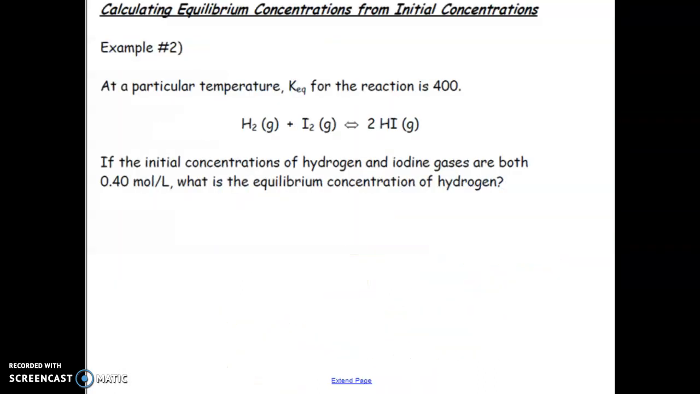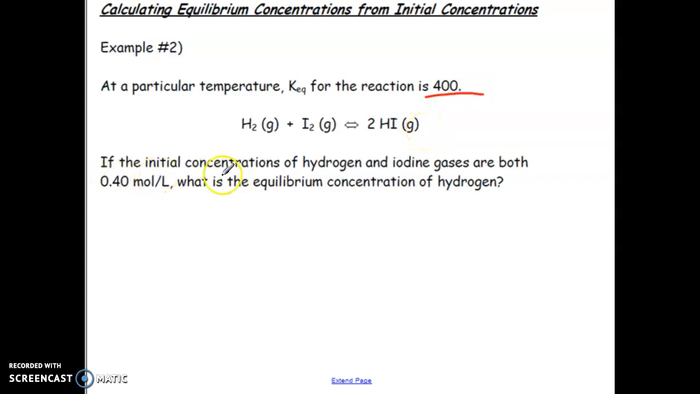Okay, so let's look at another example. This is where we're going to be dealing with our ICE table examples with K and quantitative calculations. So let's look to see what we're dealing with. At a particular temperature, we have the K for a reaction, and the K is 400. And we're dealing with the same reaction, but we don't know the temperature, so K is different, right? Technically, you can have the same reaction over and over again. Your K value will be different at every temperature.